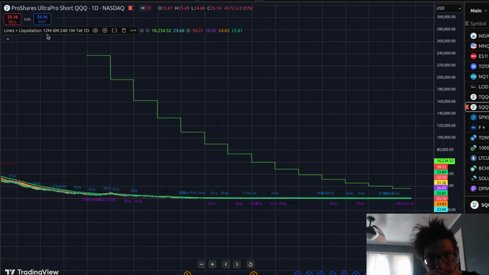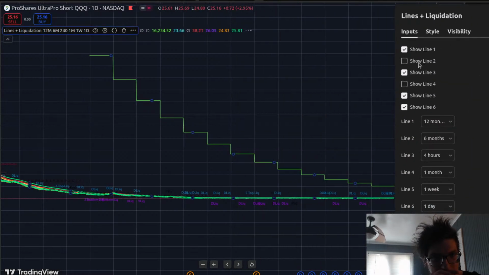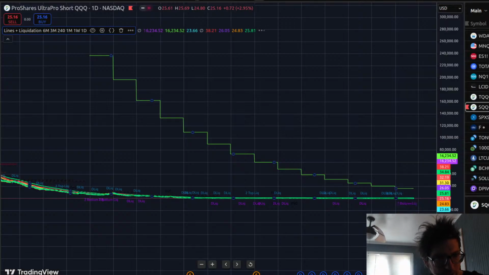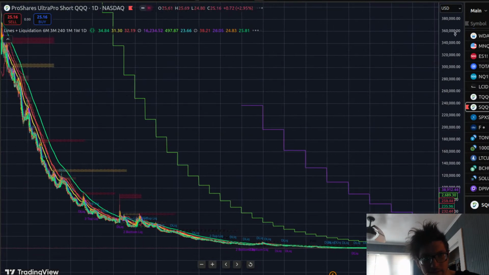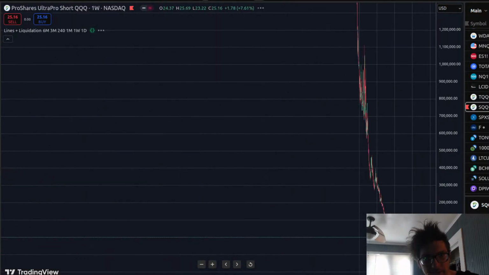So I'm guessing this is the 6-month line, I'm pretty sure. There's not enough data for a 12-month line, but we've got a 6-month line. Here, let's change this one to 6, and we'll change this one to 3. All right, and let's try to zoom out more. Let's go to the weekly.